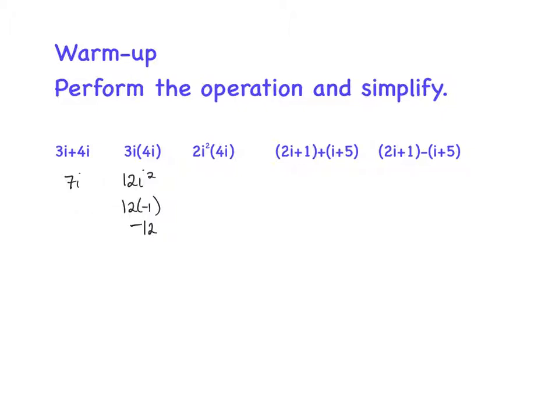2i squared times i, I'm going to go ahead and replace this i squared with the -1, and then this is going to be times 4 times i, so that's going to give me 2 times -1 times 4 will give me -8i. 2i plus 1 plus i plus 5, I'm just going to take the 2i plus 1i, and that's going to give me 3i, and then 1 plus 5 is plus 6. And then subtracting 2i plus 1, I'm going to distribute that, minus i minus 5. 2i minus i is just i, and then 1 minus 5 is -4.